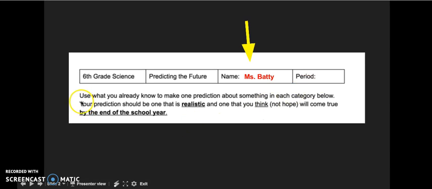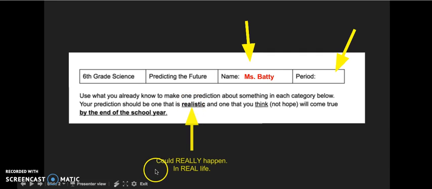Okay, let's read the directions. It says use what you already know to make one prediction about something in each category below. Your prediction should be one that is realistic. Now, realistic means something that could really happen in real life. Okay, it has to be something that could really happen, not something pretend. And one thing that you think is going to happen, not hope, but you think it could come true by the end of the school year.